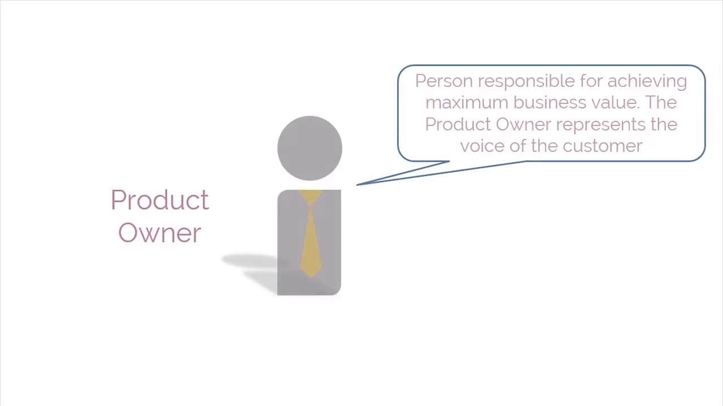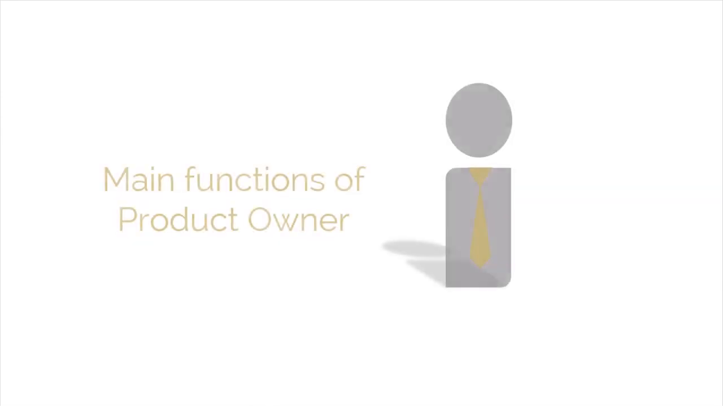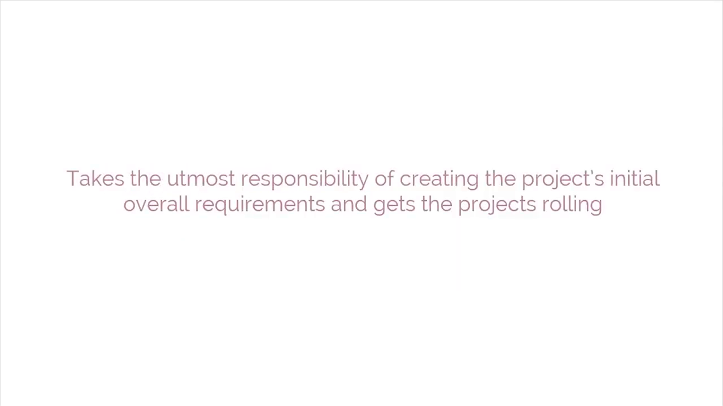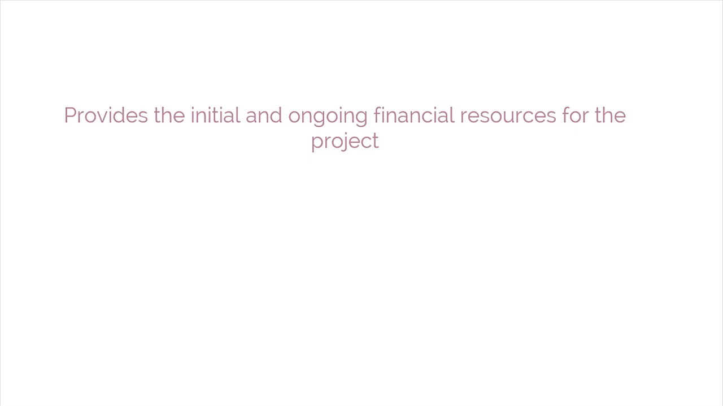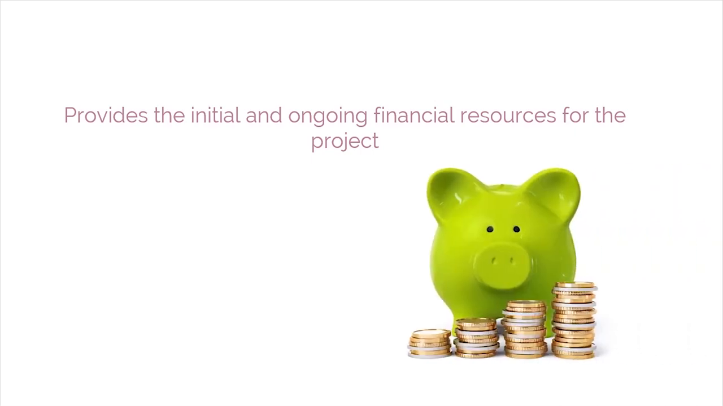Now let's run through the core roles in Scrum. We'll start with the product owner. This person is responsible for achieving maximum business value. The product owner represents the voice of the customer. The main functions performed by the product owner are as follows. The product owner takes the utmost responsibility of creating the project's initial overall requirements and gets the project rolling. Appointing appropriate people to the Scrum Master and Scrum team roles is another important duty that he performs. He or she provides the initial and ongoing financial resources for the project.